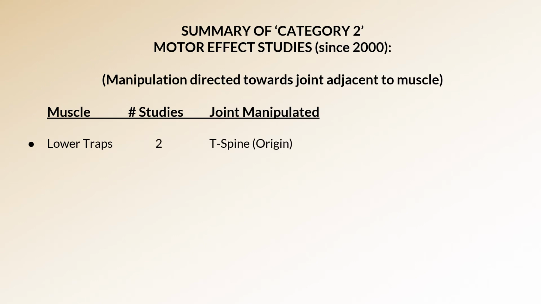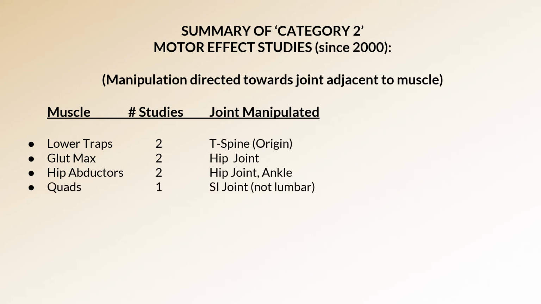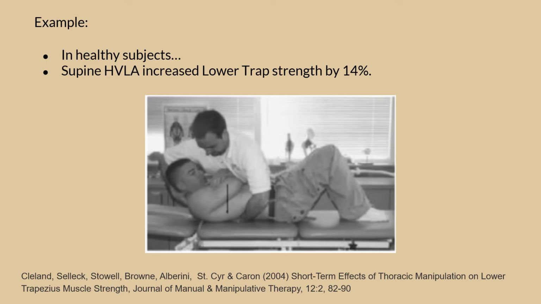In summarizing these studies, we have 2 showing lower trap strength improvement after manipulation to its origin in the lower T-spine, 2 showing glute max strength improvement after hip joint manipulation, 2 relating to the hip abductors, one with the hip joint, the other with the ankle, and the quads, this time with the SI joint, not the knee, and the soleus relative to the ankle. So I'll give you 2 quick examples. In one study from Cleland et al. in 2004, they took healthy subjects, did a supine thoracic manipulation, high velocity, and improved lower trap strength by 14%.